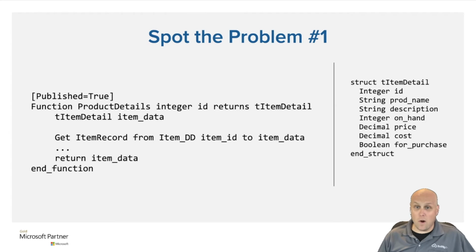A call to item record is going to return the product details as shown in the structure on the right here. There's nothing too suspicious at first glance, but there are a couple of things that stand out when you start to think like a villain. First, we see that our structure, which has the data elements that the developer is interested in, contains not only the price and description, it also contains the cost.